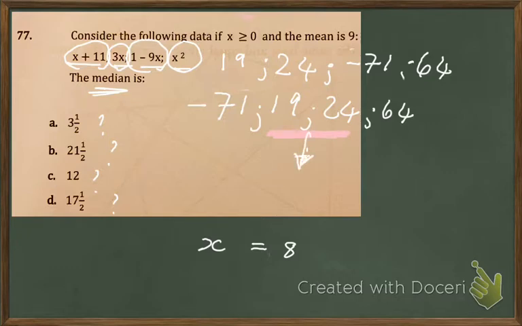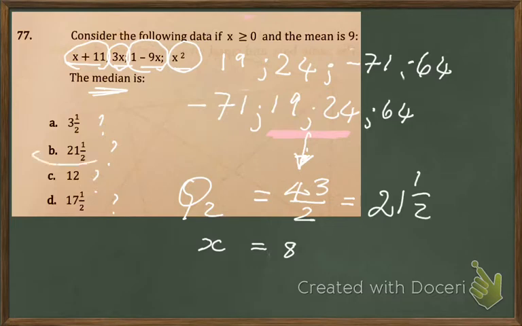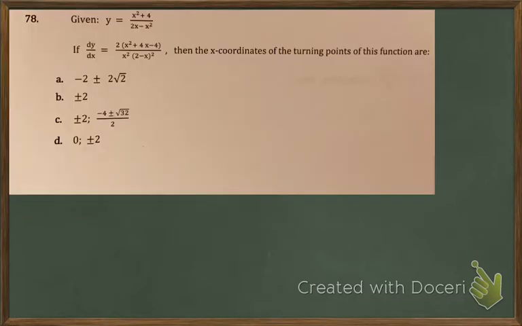As we add them, that gives us 43. We divide 43 by 2 to get the median, and so the median value would simply be 21.5, and that's the correct answer, and here it sits, so it's answer B. Let's move on to the next one.